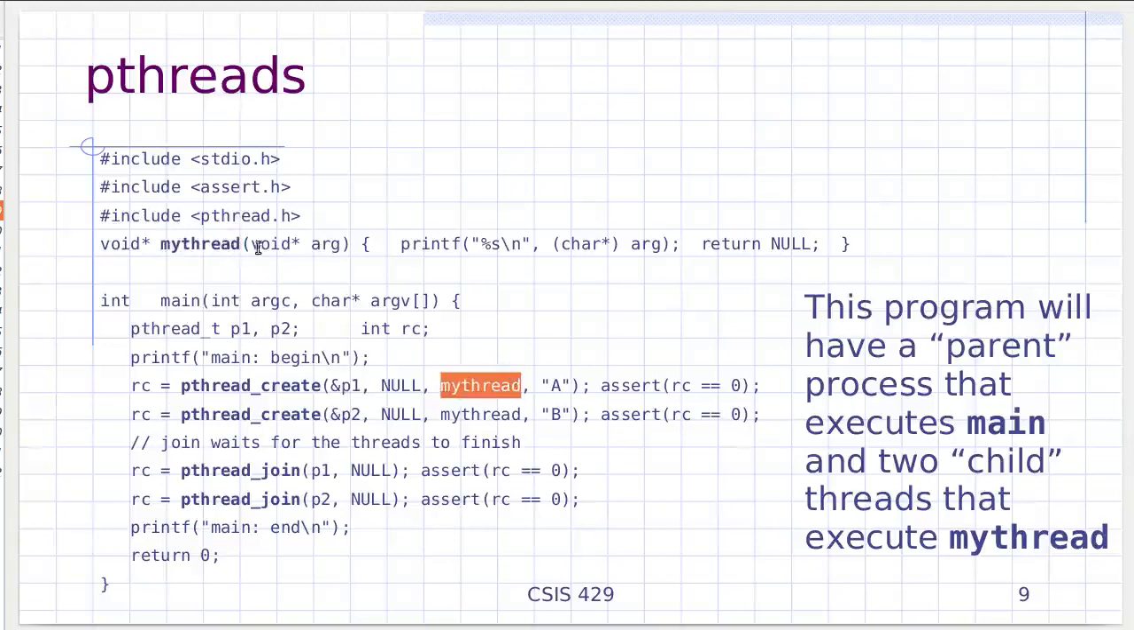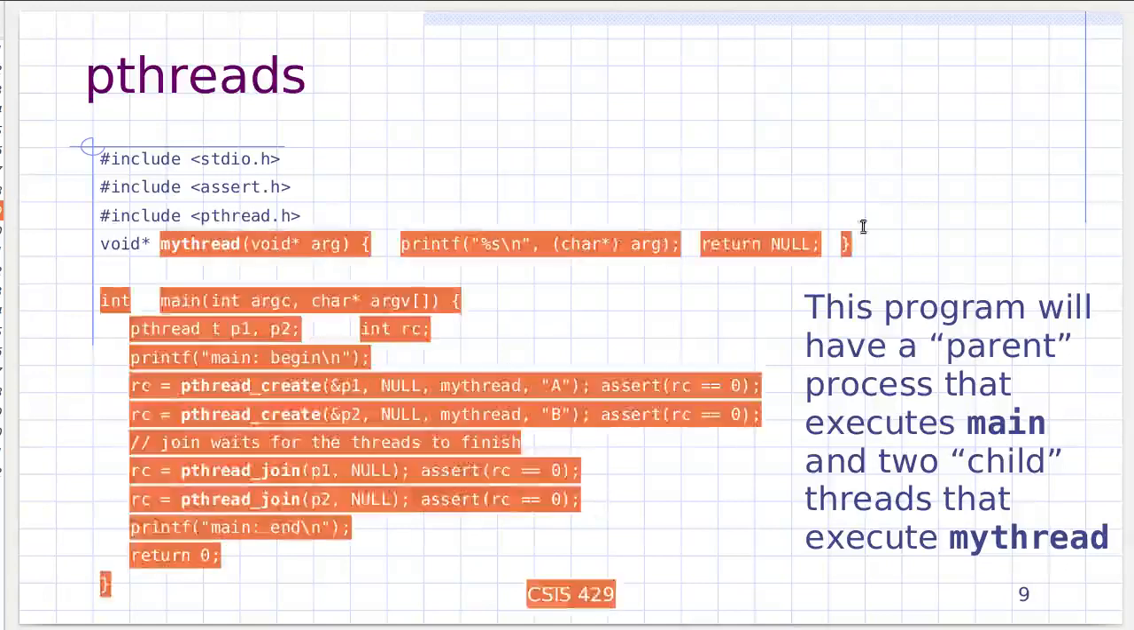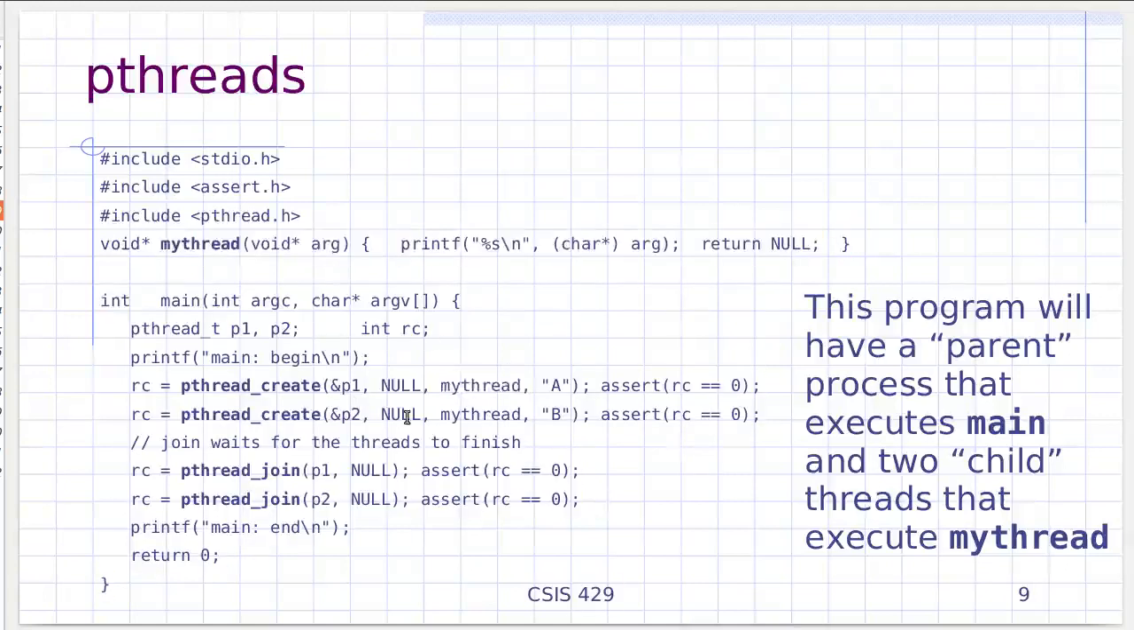For example, you can't have arguments like you do with normal functions. So arguments work differently. And so here we're going to create a thread to execute this function myThread. And we can create another thread to execute the same function. They're going to be separate. We're going to have two separate things. We can also pass in arguments to myThread.